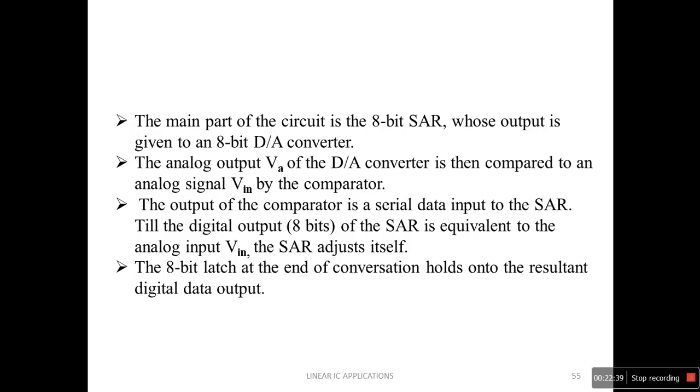So what is the advantage of this successive approximation register? The conversion time is equal to n clock cycles for an n-bit ADC. This is very short. For example, if you have a 12-bit ADC with a clock frequency of 1 megahertz, then the conversion time will be 12 into 1 microsecond, that is 12 microseconds only.